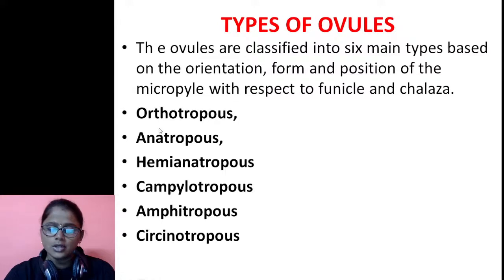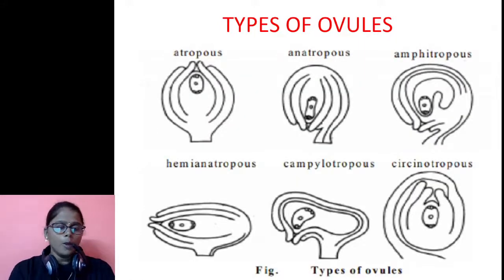First, I would like to discuss the atropous, or you are calling them as orthotropous. That is the first type of ovule. Second type of ovule is the anatropous. Third one is amphitropous. Fourth one is hemianatropous. And fifth one is campylotropous. And sixth one is circinotropous. It will be a little difficult to pronounce, but once you know the meaning of this type of ovule, then it will be very easy for you people.